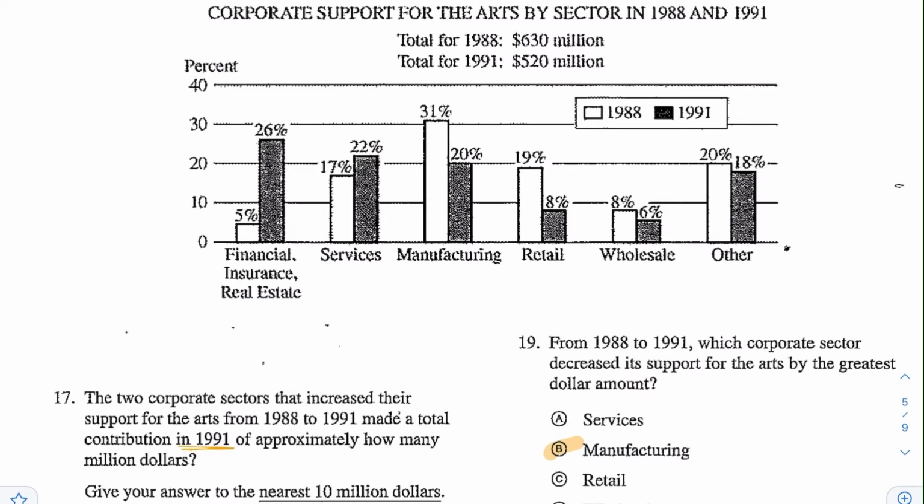So you want to see in 1991, how much money did they make or contribute? So the finance, insurance, and real estate made a 26% increase. Whereas for services, we want a darker one because that's for 1991. And the second is 22%.